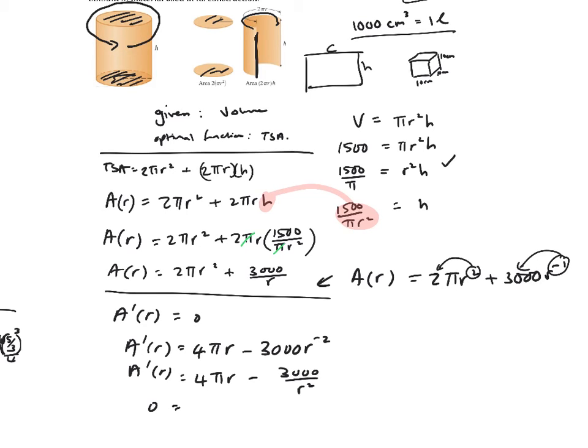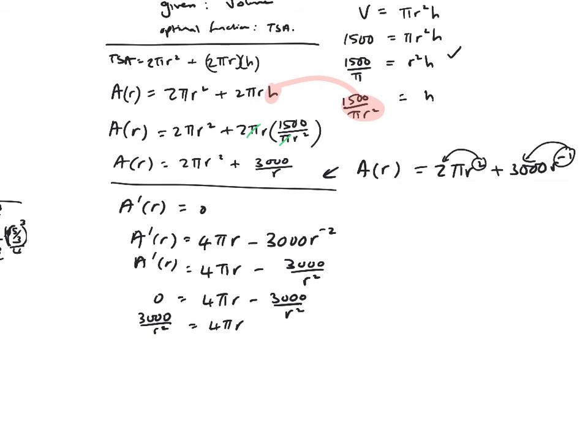The derivative of A(r) is going to equal 0, so 4 pi r minus 3000 over r squared equals 0. So 3000 over r squared is equal to 4 pi r. So in other words, what we can do is multiply r squared on both sides. So 3000 is equal to 4 pi r cubed. Divide by 4 pi on both sides. So 3000 divided by 4 pi is equal to r cubed.